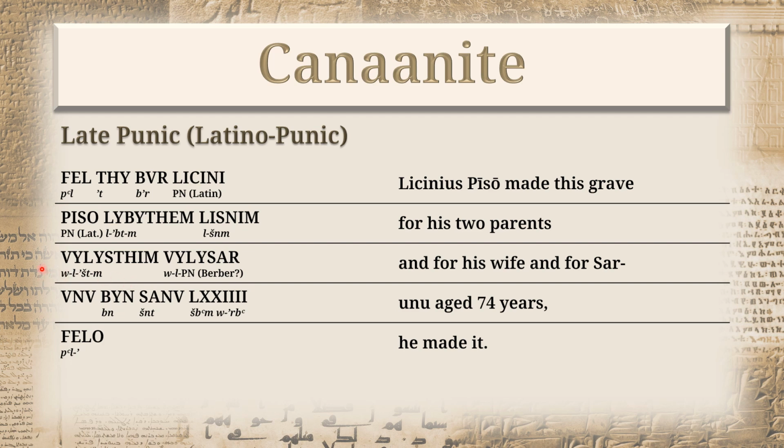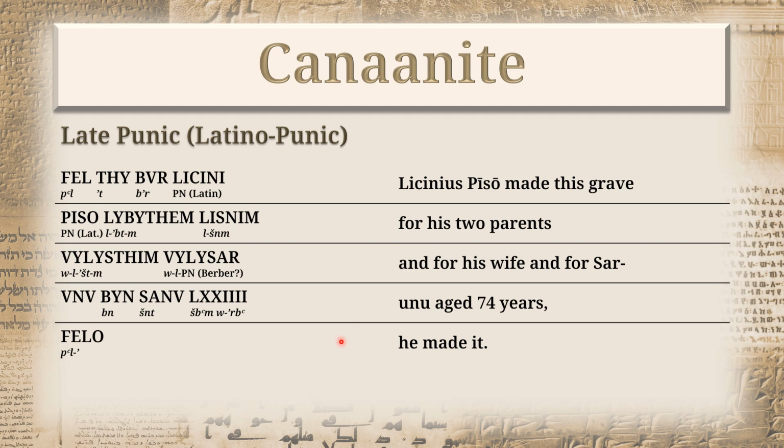Okay, and the O, the suffix pronoun, third person masculine singular, is very often an M in Punic. So here you see it as em and here as im. Willistim, his wife. Willis Sarunu, and for Sarunu, probably a Berber name. Bin Sanu Sabim Warbo, aged 74 years, so literally a son of 74 years. This is also what you said in other ancient Semitic languages.